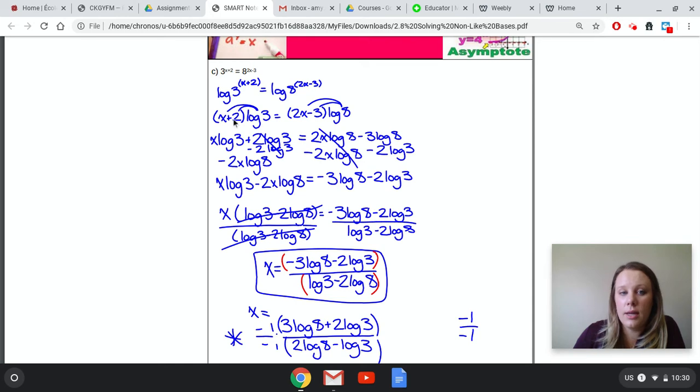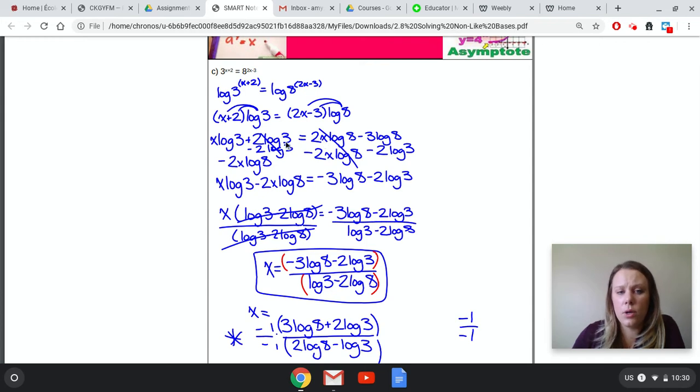What does that look like? X log 3 plus 2 log 3. This side 2x log 8 minus 3 log 8. You're simply multiplying these by log 8. So put log 8 behind those two terms.